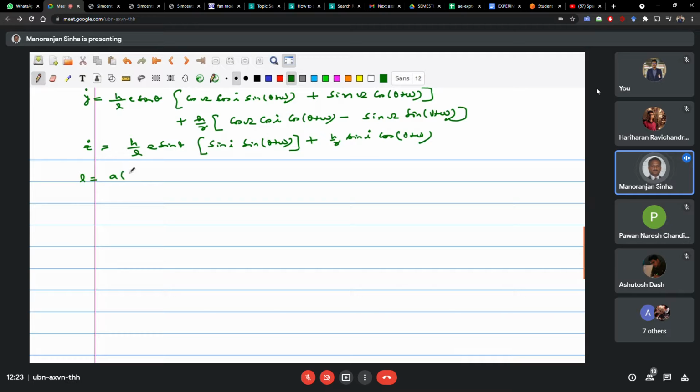Where L equals A times 1 minus e squared, and h squared equals mu times L. Mu is known, L is known, and therefore this quantity can be computed.